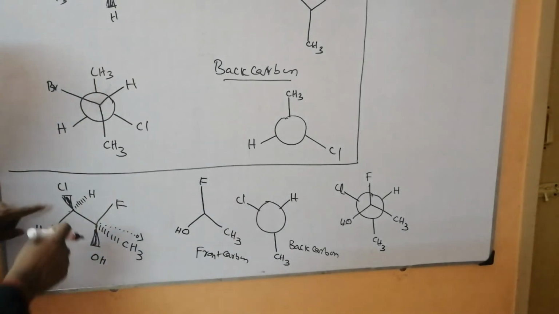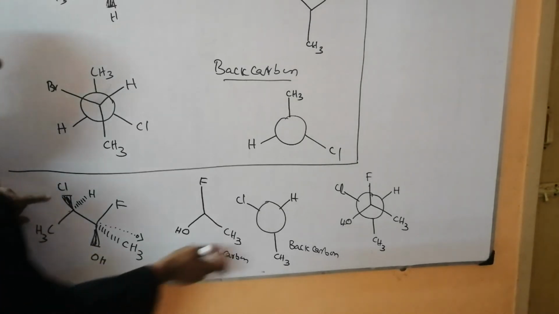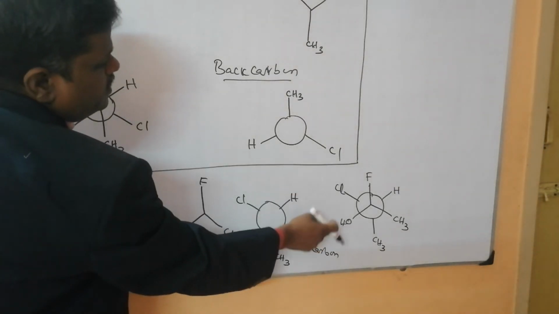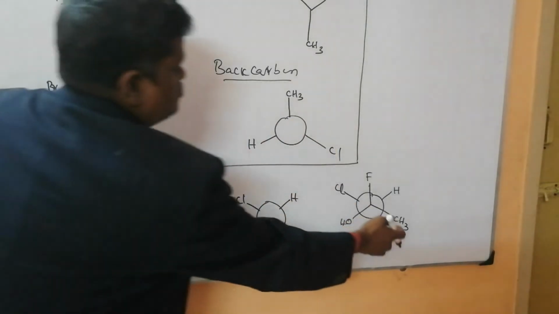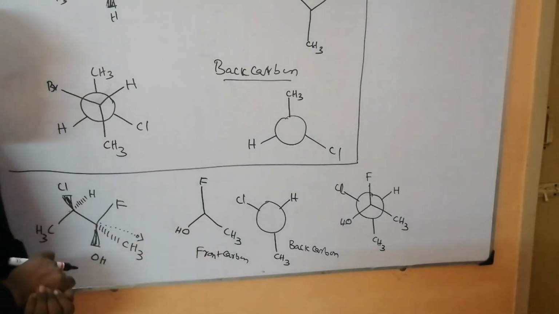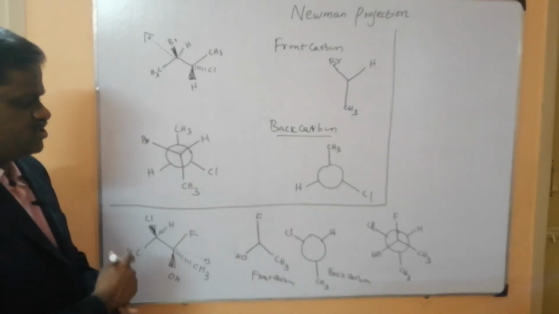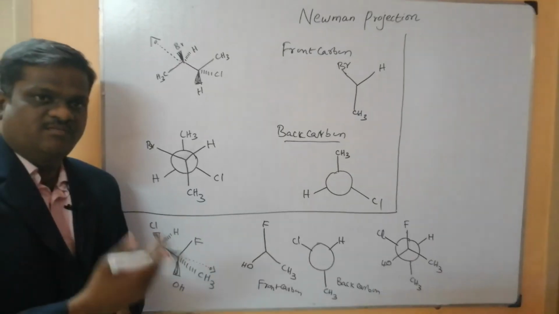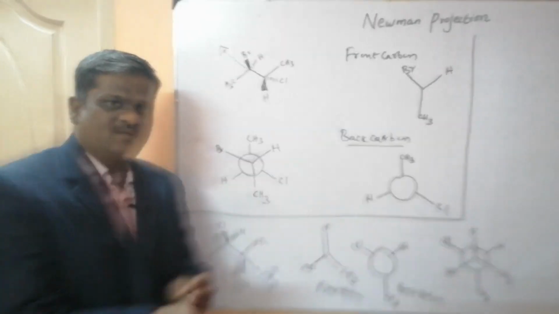You check it: the chlorine and hydroxy are on the same side, wedge. Both the chlorine and hydroxy are on the same side. This methyl and hydrogen are both dashed bonds. You see that also here. Yes, this is the way you can convert the line structure into the Newman projection. Sometimes vice versa, they may give the Newman projection and ask you to convert it into the line structure.